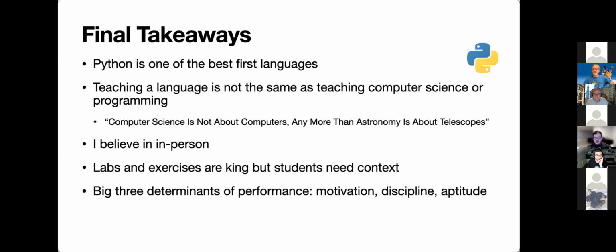The biggest thing that I found, the big determinants of performance that I found, are motivation, discipline, and aptitude. Basically, if a student is motivated to do well, they will do well. But I found that discipline, making sure they do the homework, making sure they are paying attention in class, is also very valuable. And I found that aptitude, while not that important, does play a role at the end of the day.